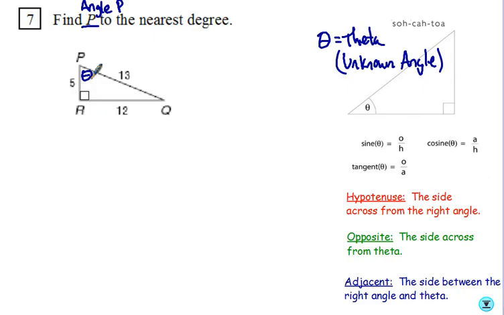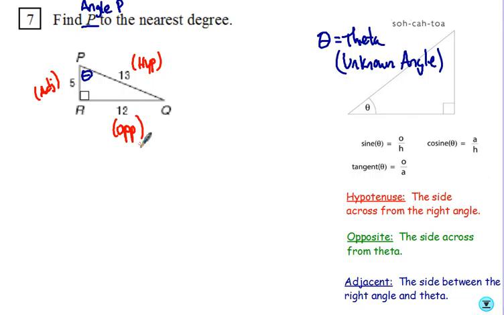Alright, and so what do we know? Let's label our triangle. We always know the side opposite the right angle, that's the hypotenuse. And then the side between the right angle and theta would be the adjacent. And then the side opposite theta would be the opposite side.